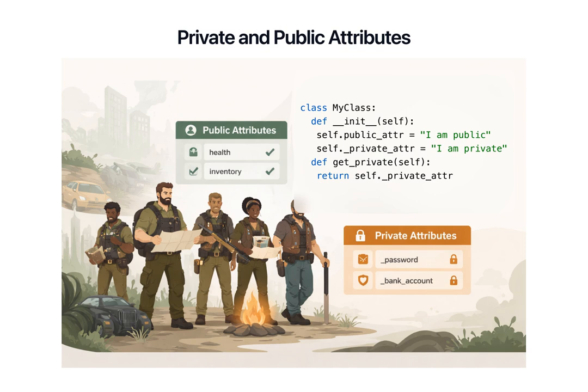In Python, underscores are used to define private attributes, while public attributes can be accessed directly. Private attributes require controlled access to ensure data integrity.